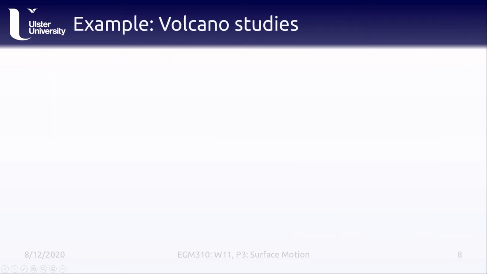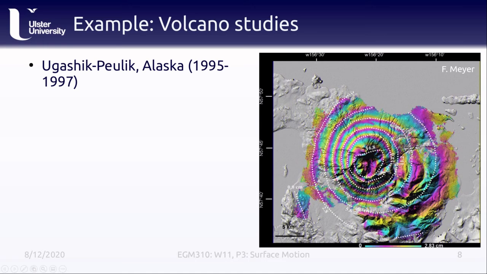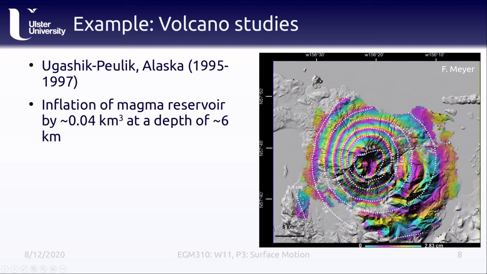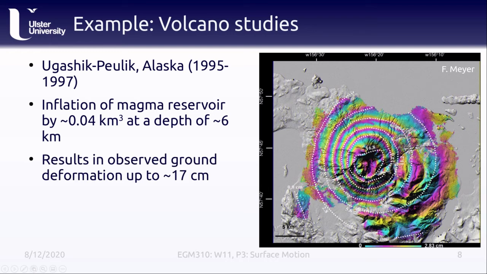We can also apply differential InSAR to study volcanoes. This example is from Ugashik-Peulik, a volcano in the Aleutian Islands in Alaska. The last recorded eruption of this volcano was in 1814, and it has been generally quiet since then. Using differential InSAR, we can see the deformation pattern of the volcano as estimated by images from 1995 and 1997. We see a nice, clear, bullseye pattern of deformation in the center of the image here. This pattern is caused by the inflation of a magma reservoir by about 0.04 cubic kilometers at a depth of about 6 kilometers, resulting in an observed ground uplift of about 17 centimeters in the center of the pattern.